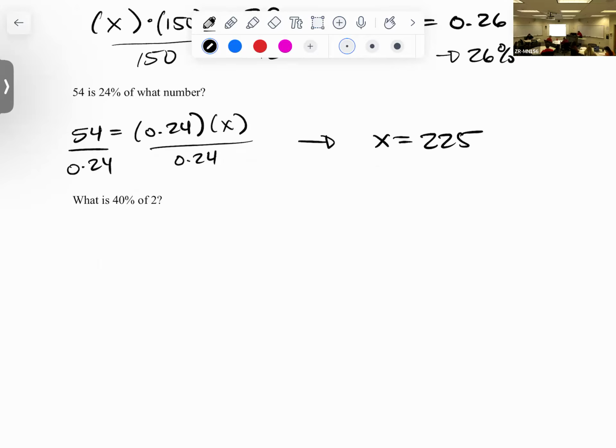Lastly, what, aka X, is 40% of 2? That one, there's not even anything to solve. 0.4 times 2. Again, still no percentage. That's not a percentage, so the answer there is 0.8. It's not 80%.